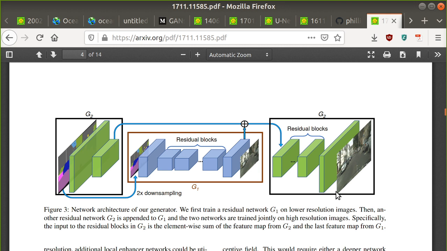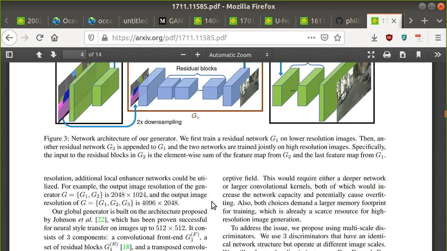And as they say in the text, which you can just see in David's screen at the bottom left, you could in principle have a third one, a G3 and a G4 and so on, that just doubles the resolution with each network.